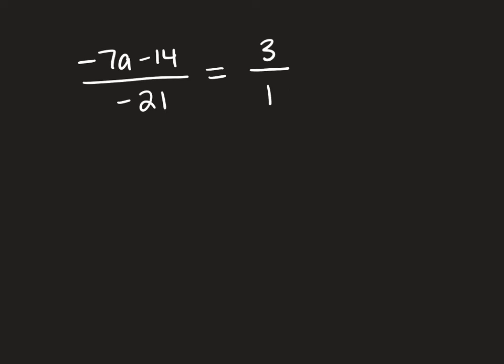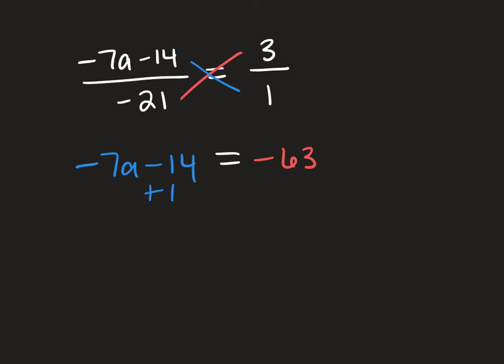Number 8. So you have negative 7a minus 14 over negative 21 is equal to 3. I'm just going to put my 3 over 1, that way when I cross multiply, it works out. So we have 3 times negative 21, which is going to give us negative 63. And then we have negative 7a minus 14 times 1, which is just going to stay the same because we're multiplying by 1.